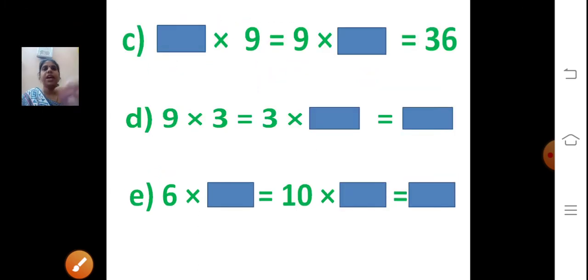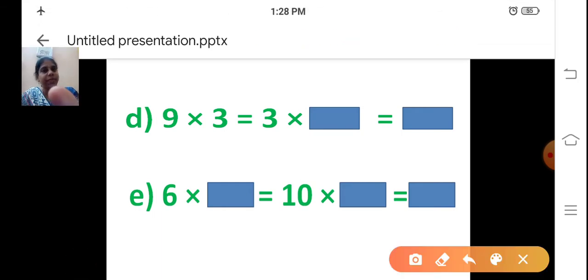Next. Dash into 9 is equal to 9 into dash. Just see the sum. You have the answer as 36. When you get the answer as 36 with 9, what number should you multiply so that you will get the answer as 36? Just say the 9 tables. At what times do you get 36? 9 fours are 36. So you are going to multiply 9 by 4.